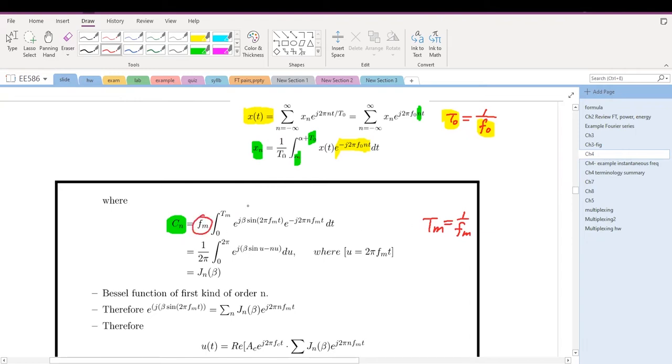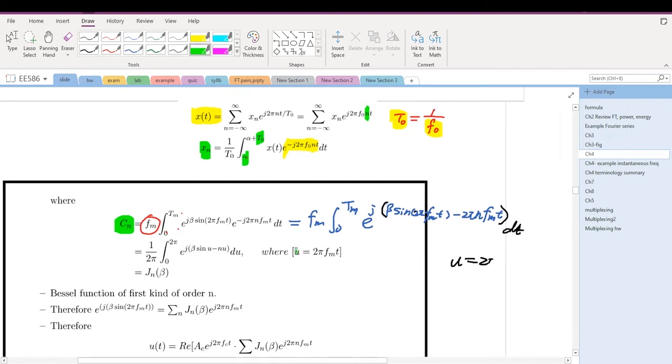I choose alpha equals 0. So 0 to T naught, that's one period. I do the integral, and this is the time domain function. This equals fm, integral from 0 to Tm, e to the power j, I take the j out, beta sine 2 pi fm t minus 2 pi n fm t. I have this bracket outside and d of t.